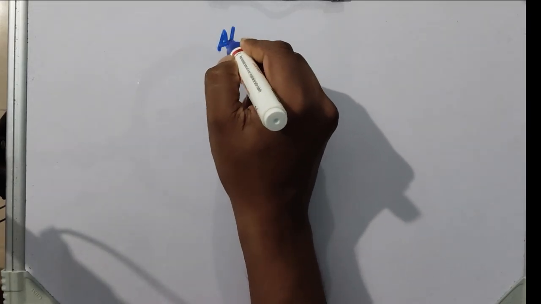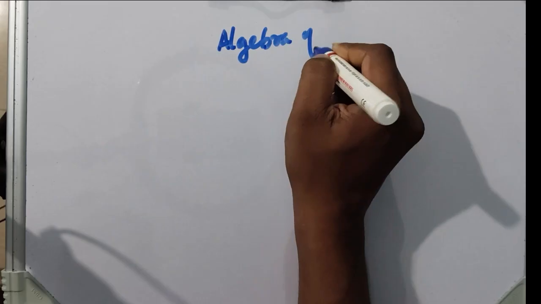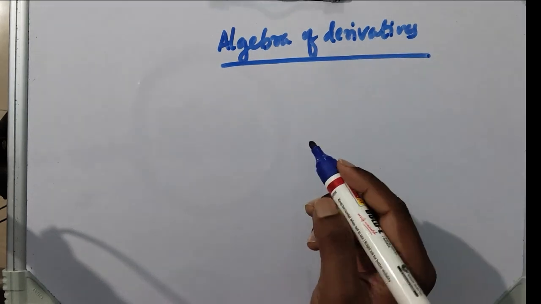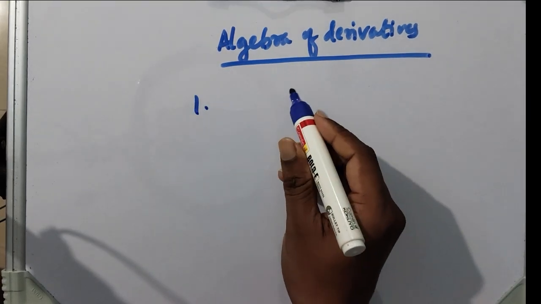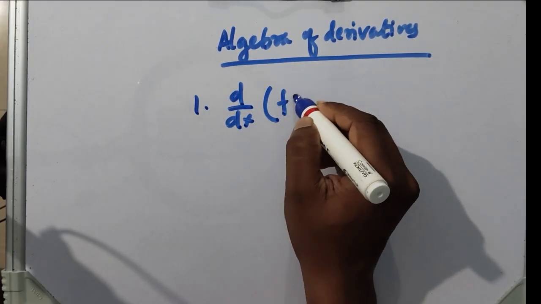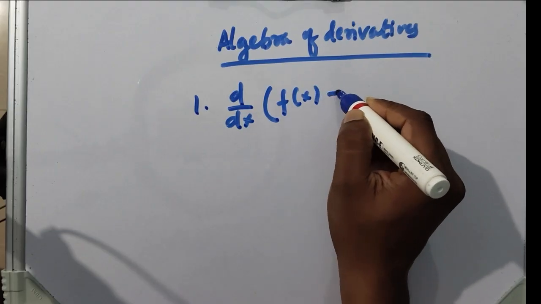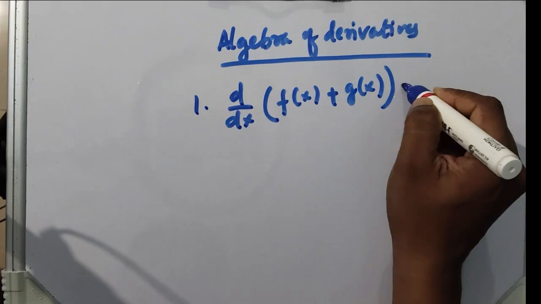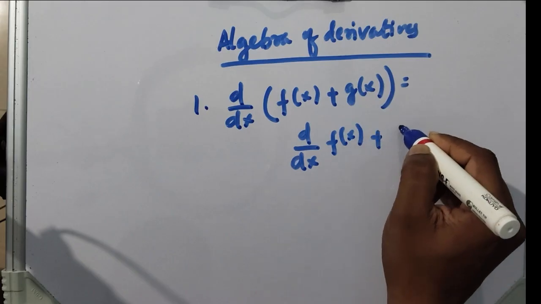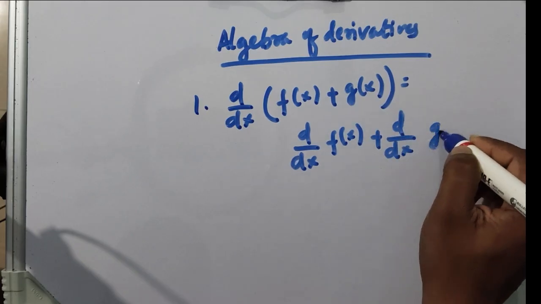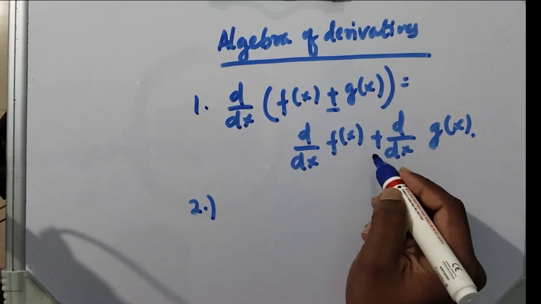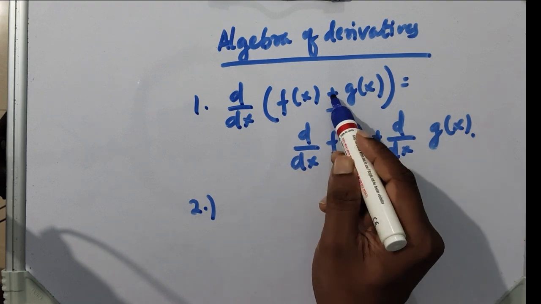Now come to algebra of derivatives. Number 1, dy dx of f of x plus g of x is equal to dy dx of f of x plus dy dx of g of x. It will be the same for plus and minus.